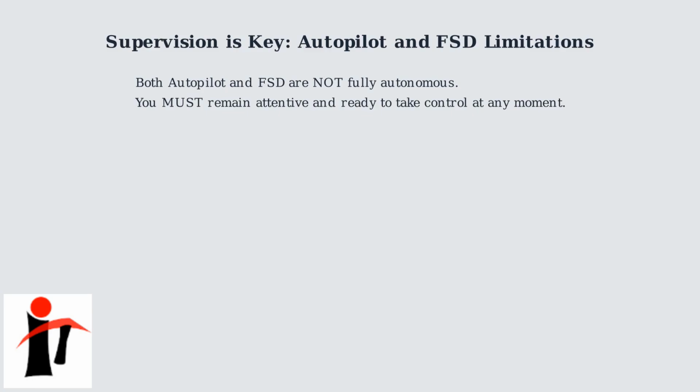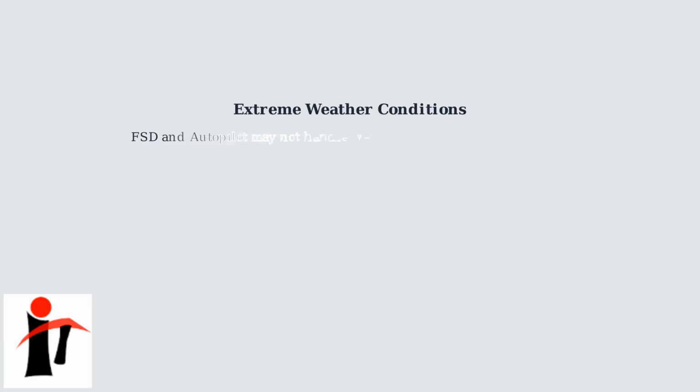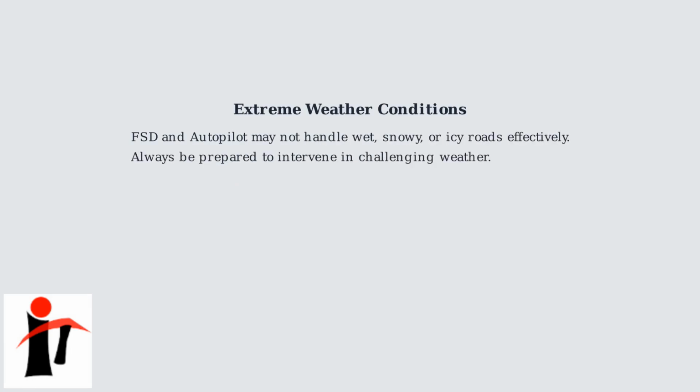You must remain attentive and ready to take control at any moment, as these systems still require human supervision. These systems have important limitations. They are not designed for off-road driving, extreme weather conditions, or vehicles with manual transmissions. They may also struggle in construction zones or novel situations where unexpected hazards can occur. Extreme weather conditions like wet, snowy, or icy roads can be particularly challenging for these systems. FSD and Autopilot may not handle such conditions effectively, so always be prepared to intervene when driving in adverse weather.